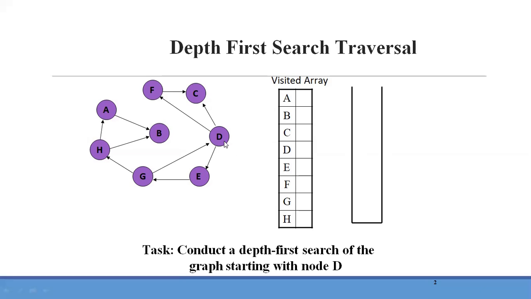Graph traversal. So there are two methods for traversing a graph. One is depth first traversal and the second is breadth first traversal. So today we'll discuss the first method, that is depth first traversal of a graph.